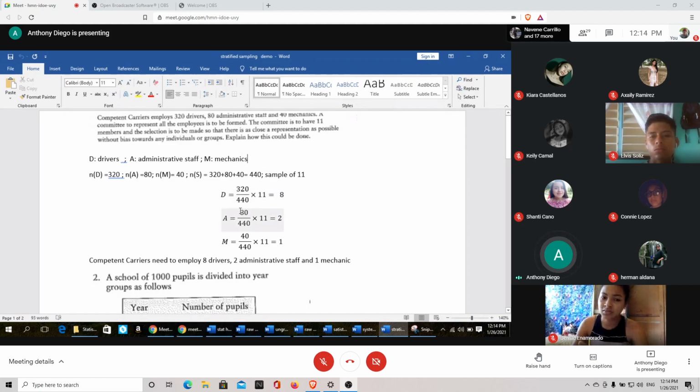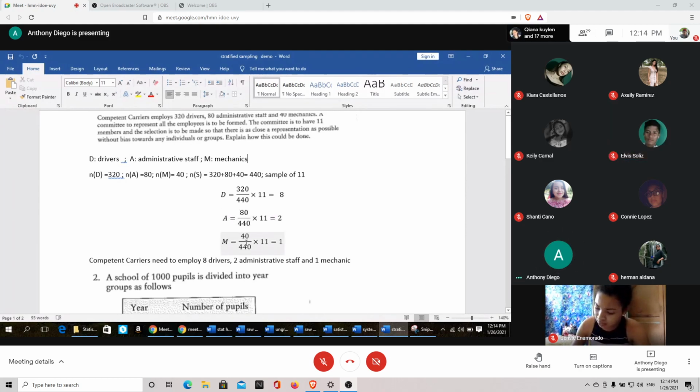Then from there, we look at the administrative staff, they are 80. Out of the total, again, 440 times the sample, we get 2. So out of the 80 administrative staff, we will be selecting 2. And then the same thing goes for the mechanics. Out of the 40 mechanics, for that sample, we're going to be selecting 1.